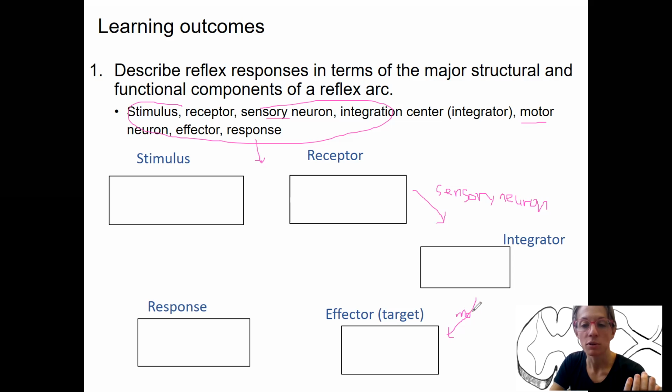Motor neuron. If you were to try to put in the components of a knee-jerk reflex, could you try to do that? Pause the video and try to put in what you know about the biology of the knee-jerk reflex. If you don't know it yet, that's fine. I'm going to go over it here, as well as in detail in a later video.